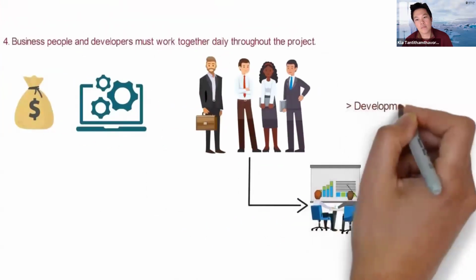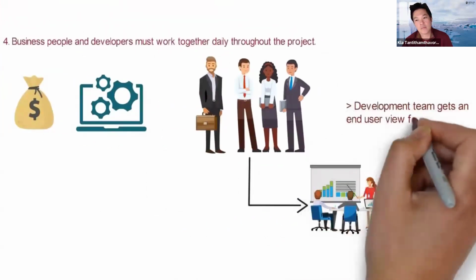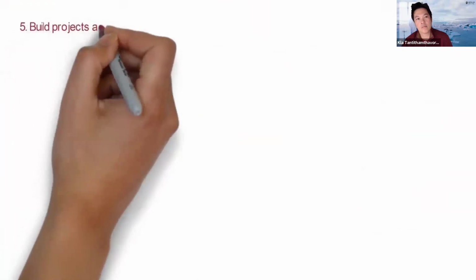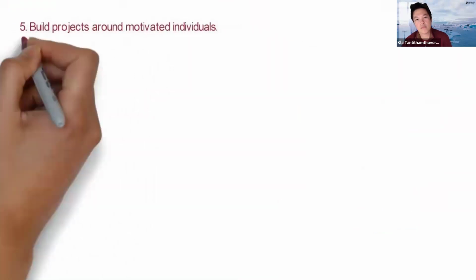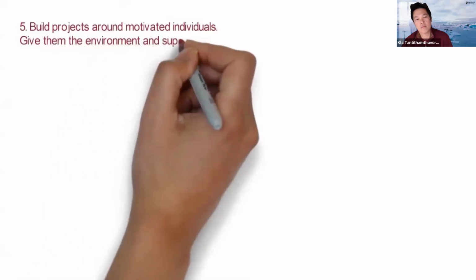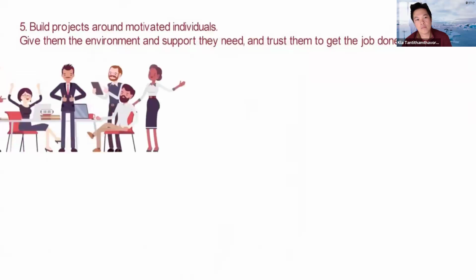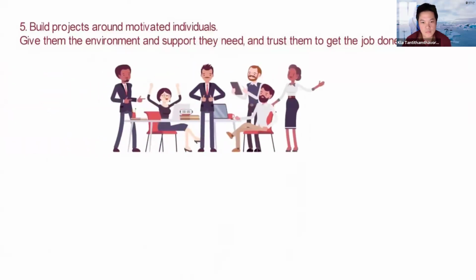The development team also gets an end-user view from the business side. It brings transparency and fluency in the whole development process. Fifth principle. Build projects around motivated individuals, give them the environment and support they need, and trust them to get the job done. This principle emphasizes on having motivated team members.